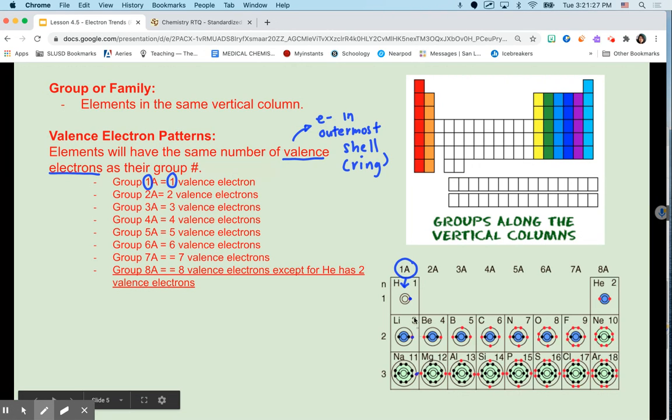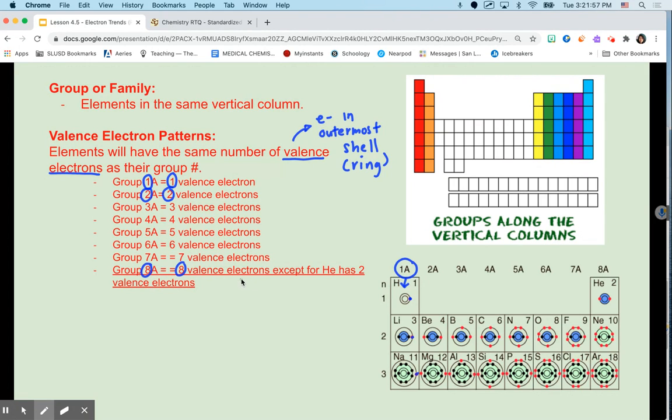So I don't need to draw out the atom anymore or show you a picture of the atom. You can just look it up on the periodic table. If that element is in group 1, it will have one valence electron. If it's in group 2, it will have 2 valence electrons, and so on and so forth, all the way down to group 8. But I will say that in group 8, there is an exception to the rule, so that's why I underline this part.